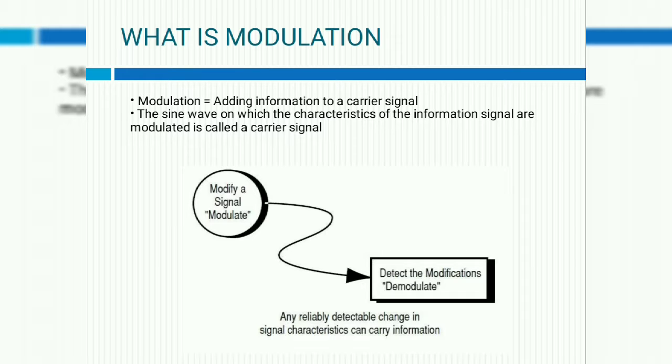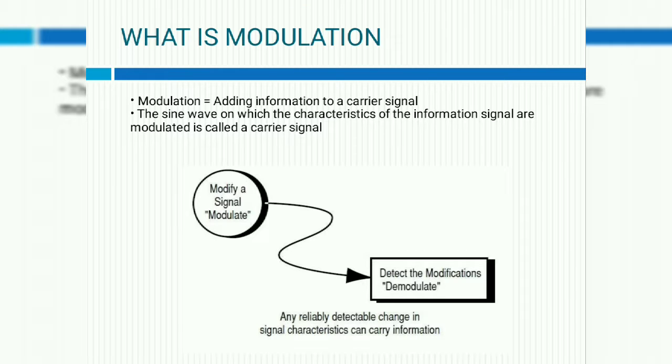Why we need modulation: in order to increase the strength of the signal, for long distance communication, and also to reduce the antenna height. For multiplexing we also need modulation, meaning n number of signals can be transmitted over a single communication channel. Modulation means modifying the message signal, adding the information to the carrier signal. The carrier is going to carry the message signal.